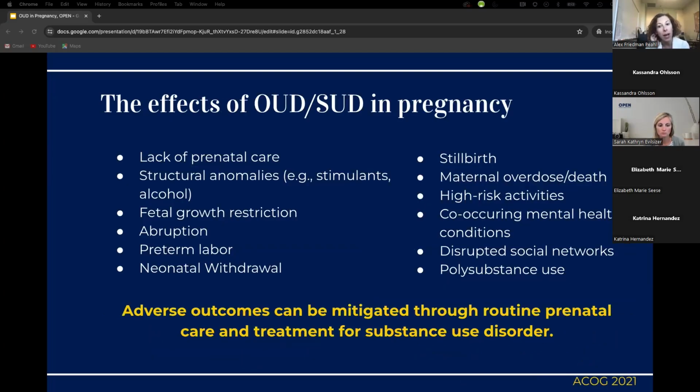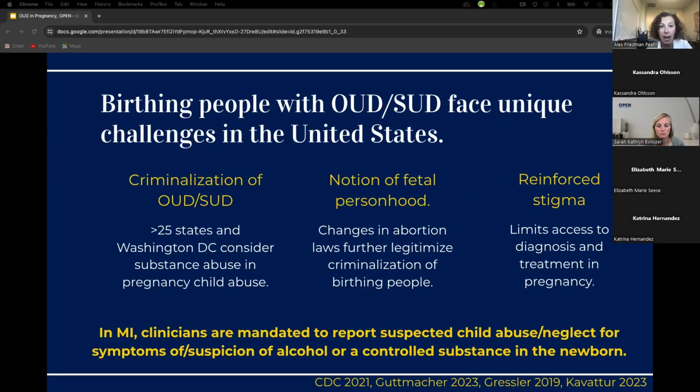Ongoing substance use in pregnancy is associated with adverse effects for both the birthing person and the neonate. And almost all of these adverse events, growth restriction, abruption, preterm labor, stillbirth, overdose, can be mitigated through routine prenatal care and effective treatment for opioid and substance use disorder. So, why doesn't everyone receive treatment? Birthing people with substance use disorder and pregnancy face particularly unique challenges in the United States.